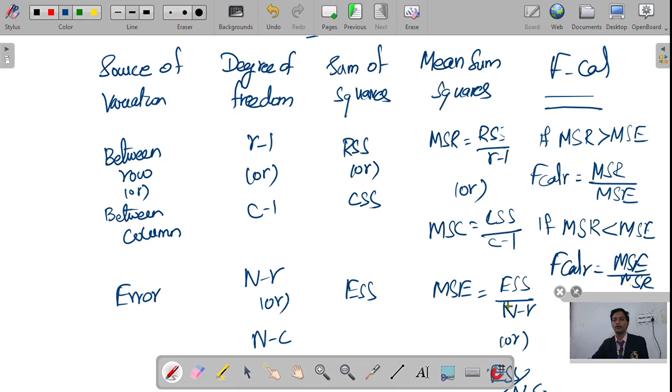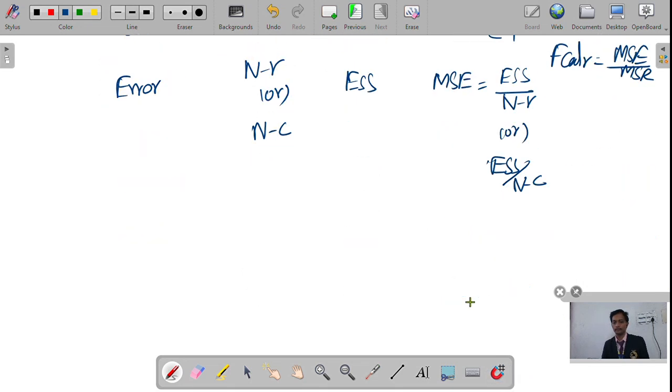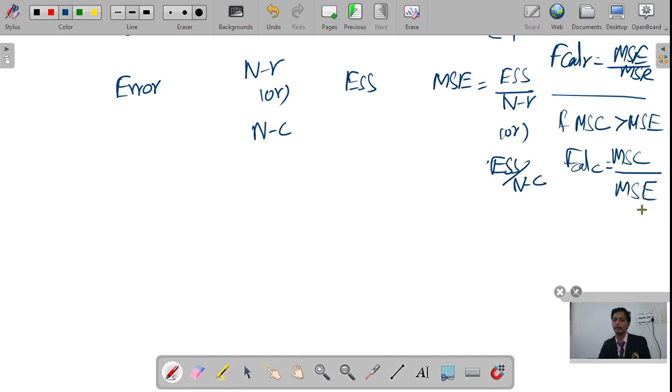If you are going to calculate for column wise, if MSC is greater than MSE, then F cal of C equals MSC by MSE, or else F cal of C equals MSE by MSC. So this is the way we have to calculate. With the help of this, the table is over.